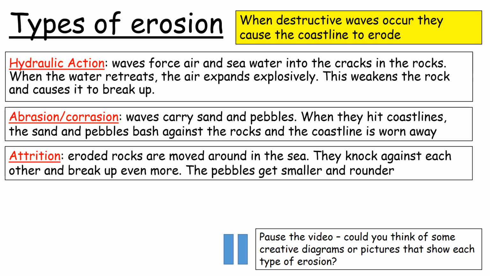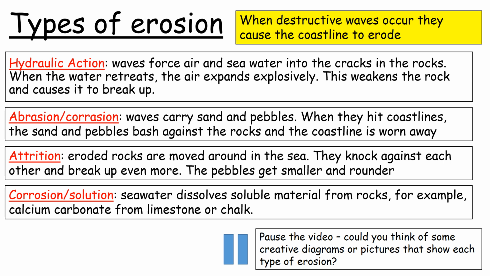Attrition is where loose sediment knocked off the cliff by hydraulic action and abrasion is swirled around by the waves. It constantly collides with other sediment, and so gradually it's worn down into smaller and rounder sediment.